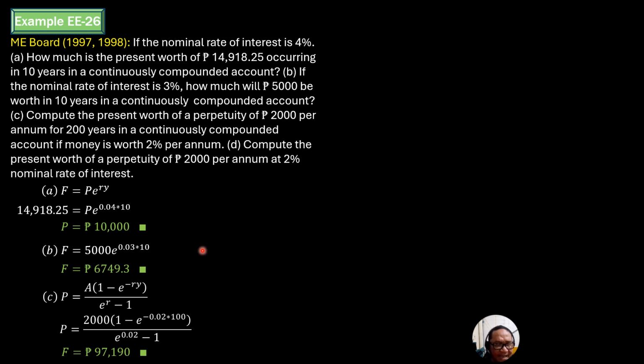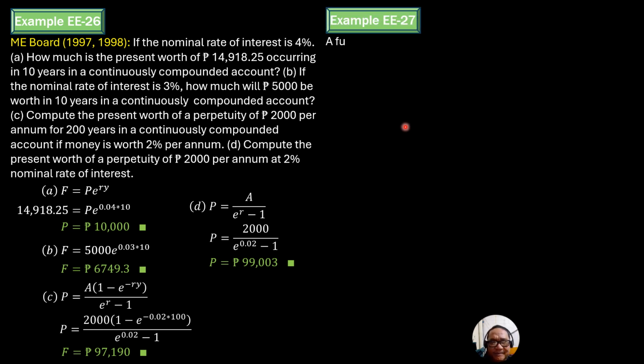So P is equal to 97,190, and for part D, it is just A over e to the r minus 1, because this term e to the negative ry approaches 0 for that case. So 2,000 over e to the 0.02 minus 1, and that is equal to 99,003. Very close.